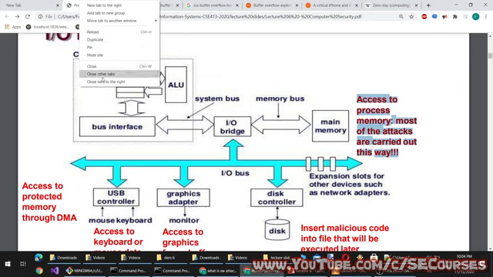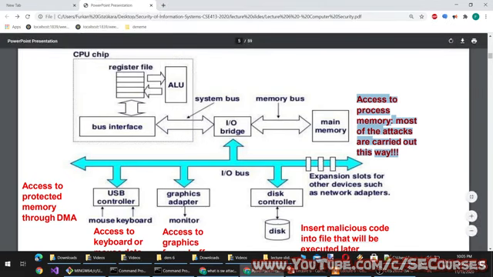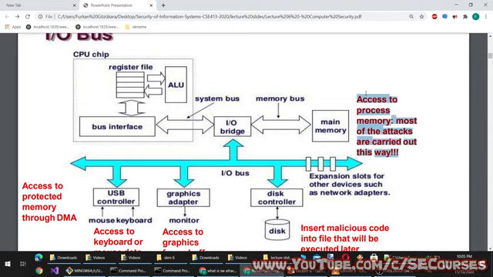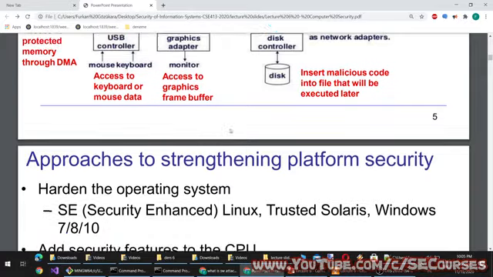Okay, so now we have a very good idea about access to process memory. Most of the attacks are carried this way. This is true. Therefore, having good memory protection, memory space protection, is extremely important and also complex and perhaps hard to achieve.